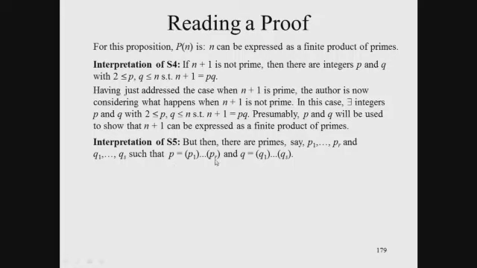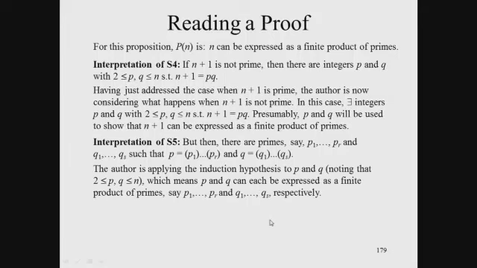Now the author writes, but then there are primes, say P1 to PR and Q1 to QS, such that P can be written as this and Q can be written as this. Any idea where this comes from? It came from the induction hypothesis, because P is an integer between 2 and n, and so P, by the induction hypothesis, can be expressed as a product of primes. Q is an integer between 2 and n, and by the induction hypothesis, Q can be expressed as a product of primes. This is precisely using the induction hypothesis.